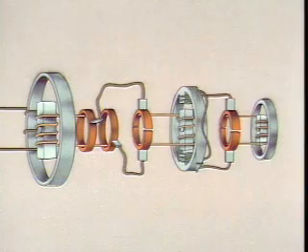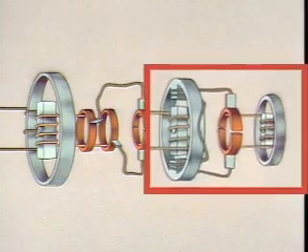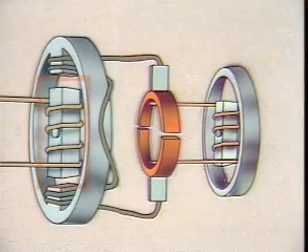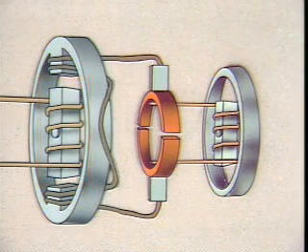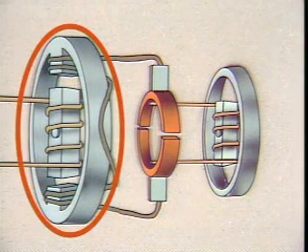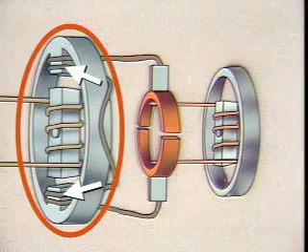A DC exciter is basically a small generator. The exciter has a rotor and rotor windings, and it has a stator and stator windings.